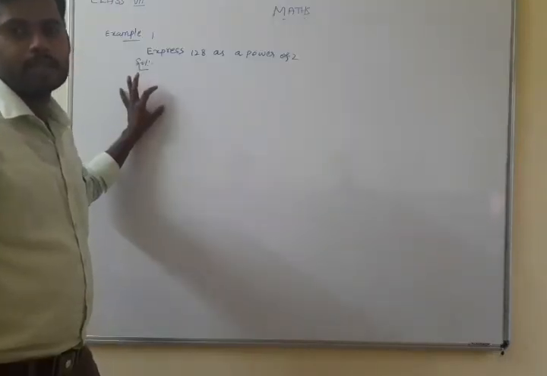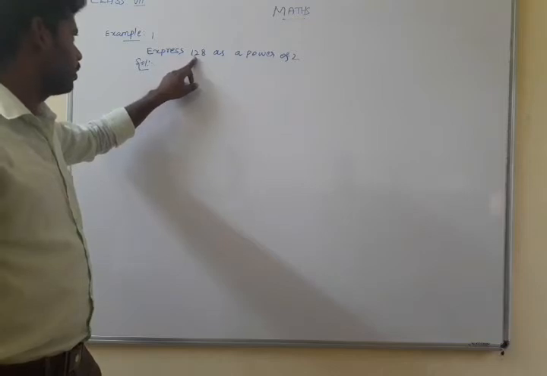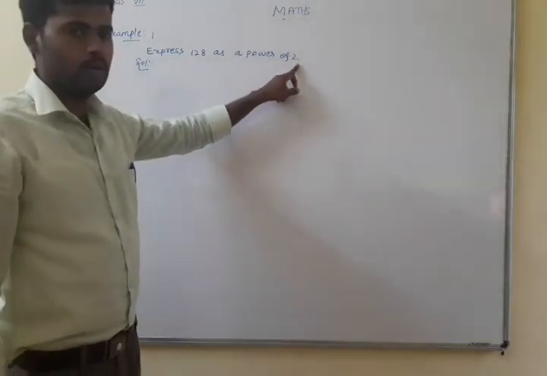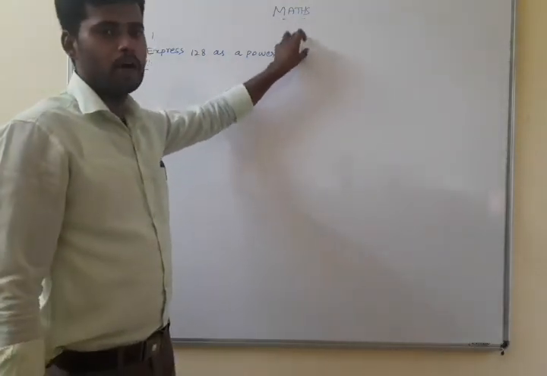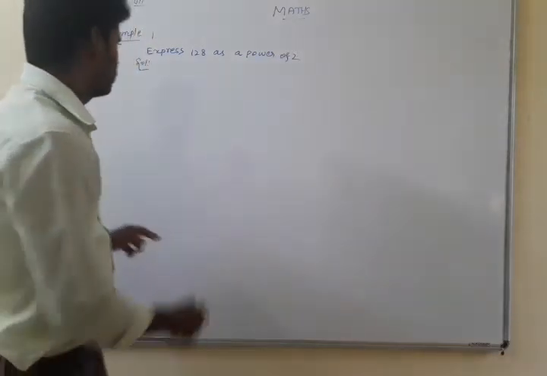Next, example sums. Example 1: express 128 as a power of 2. Here you write 128 as a power of 2. How much is the power?